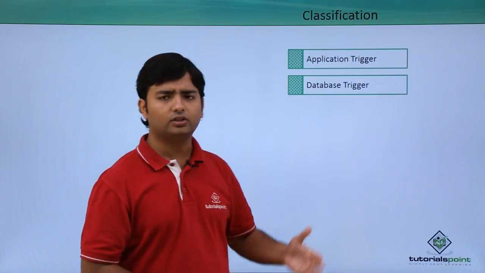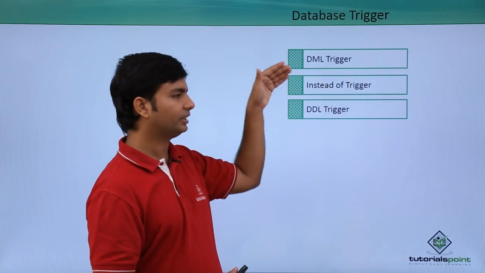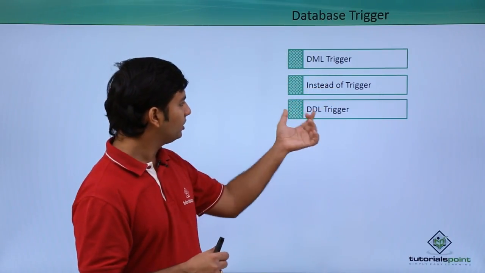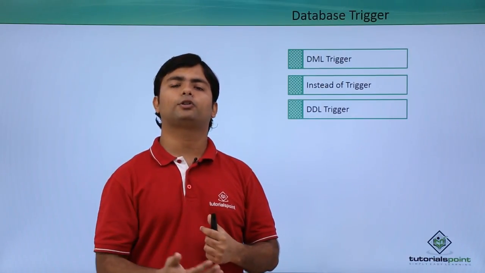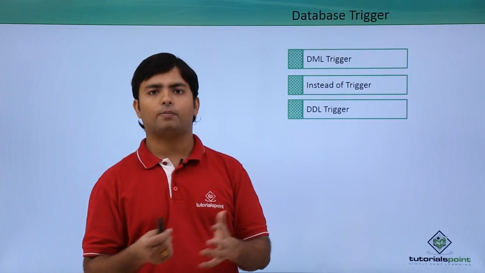In database triggers, you have a number of options like DML triggers, instead of triggers, and DDL triggers. As the name says, a DDL trigger fires whenever you go through any DDL operation, such as when you create a table or you drop a table.